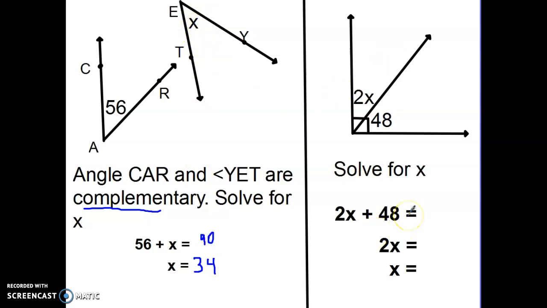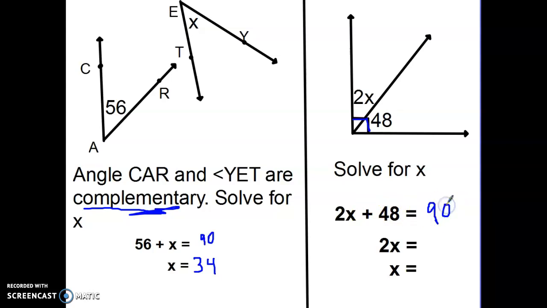On this side, on the right side, we have the adjacent angles that make a 90-degree angle. So notice nowhere in the problem does it actually say the word complementary like it did on this side, but it's obvious by this right angle here that these two angles should add up. So we add them up to equal 90 degrees.